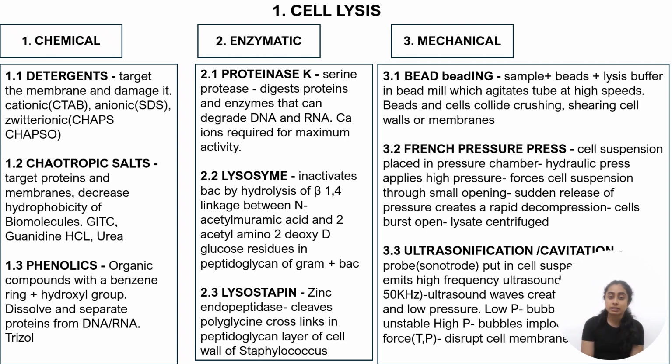Second method is the French pressure press. So here the cell suspension is placed in a pressure chamber and a hydraulic press applies high pressure. So this is something like a syringe. Imagine a syringe, a liquid inside the syringe. You press the syringe from behind, which generates high pressure, and through a very small opening that liquid comes out. So similarly here, the cell suspension comes out of a very small pore, which results in breaking the cell walls.